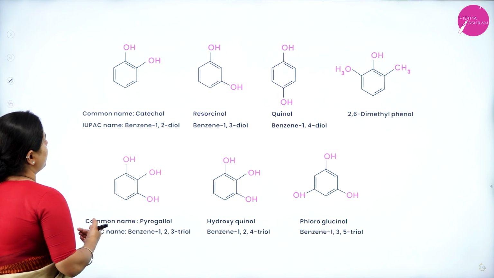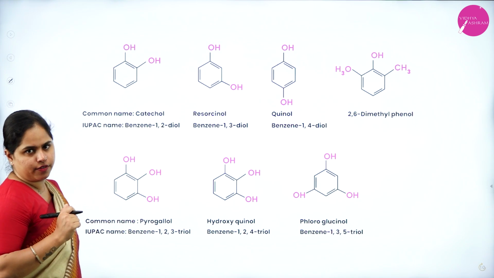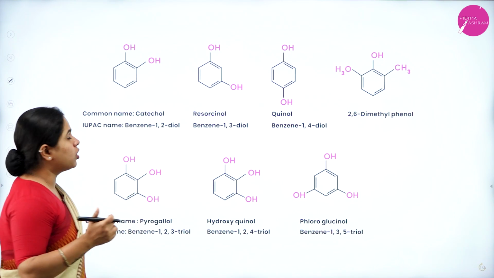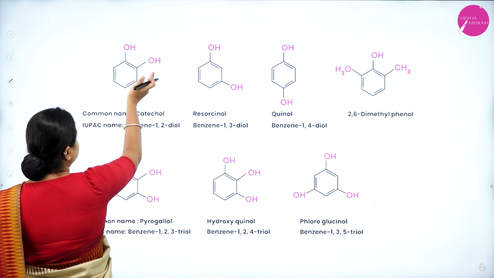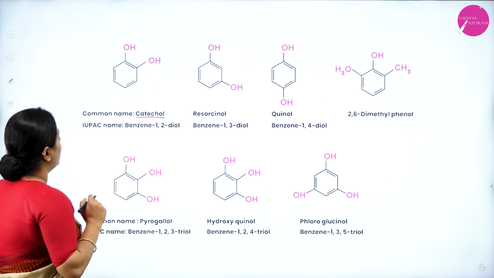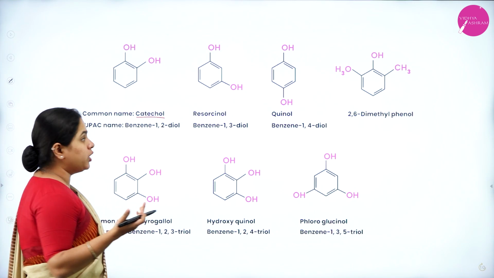Now, moving on to the next one, you have 2 hydroxyl derivatives. Okay, so of course you know diols should be used. So, what is the common name of this? In ortho positions you have 2 hydroxyl groups. It is called catechol. Okay, now how do I name it according to the IUPAC name?